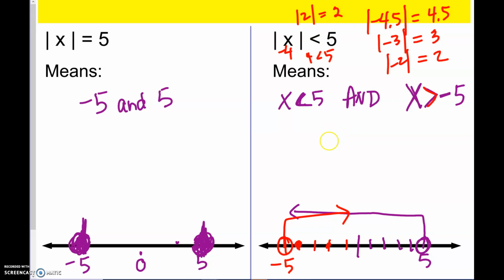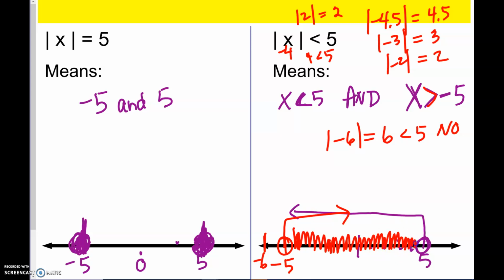So now what if we put in a -6? What is the absolute value of a -6? 6. Is 6 less than 5? No. That's why we do not have this number -6 as one of our answers. So you see where we end up shading? We end up shading between these two numbers because any of these numbers work. -1.1, +1.1, 1.8, -1.8. So we pick the numbers that are between -5 and 5.